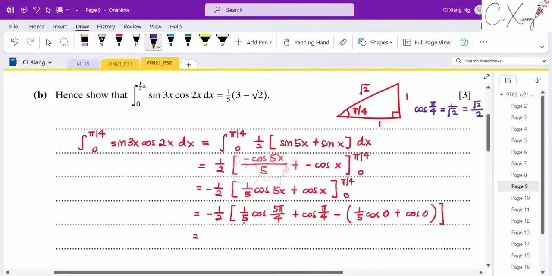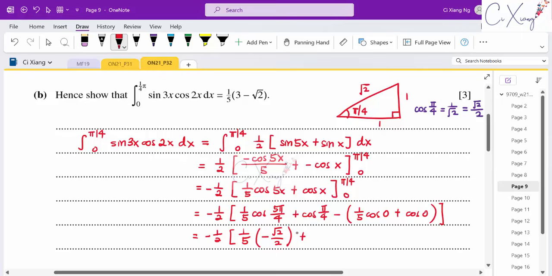So now let us continue further. Right, so for negative half, I'm having negative half, 1 over 5. Okay, so cos 5 pi over 4. If you press the calculator, you might get a negative value because 5 pi over 4 is in the third quadrant, sorry, not second quadrant, third quadrant. So cos in the third quadrant basically should be a negative value. All right, so cos 5 pi over 4, by right you have negative square root 2 over 2.